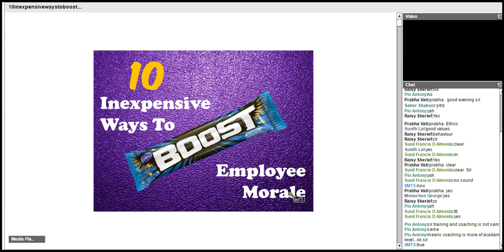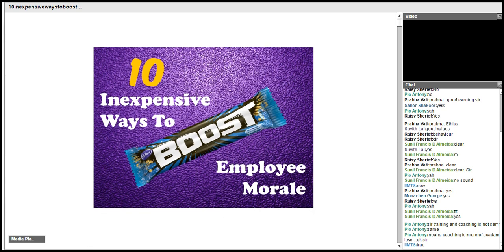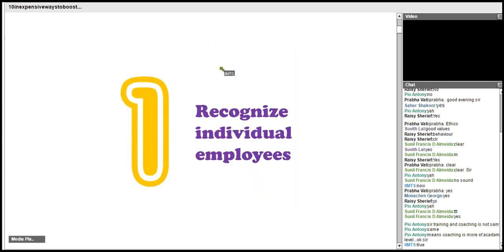So, 10 inexpensive ways to improve morale. 1. Recognize individual employees. Suppose some employee is part of a team. It's the responsibility of the manager to recognize him, to call him by name, to engage him in the work he is good at, and to keep motivating him so that he is productive for the organization. That means one should recognize individual employees. Employees should not feel that they are alone in the company or that nobody comes and talks to them. That is one way of recognizing individual employees.